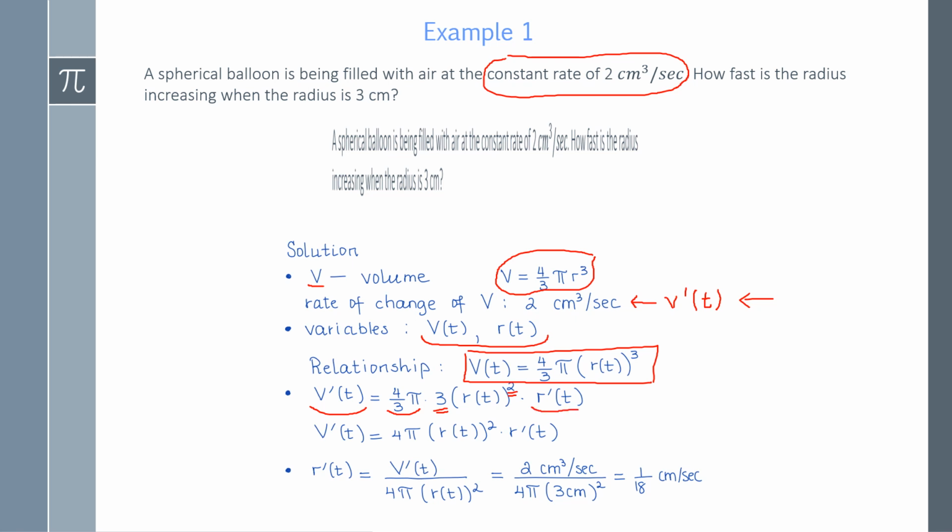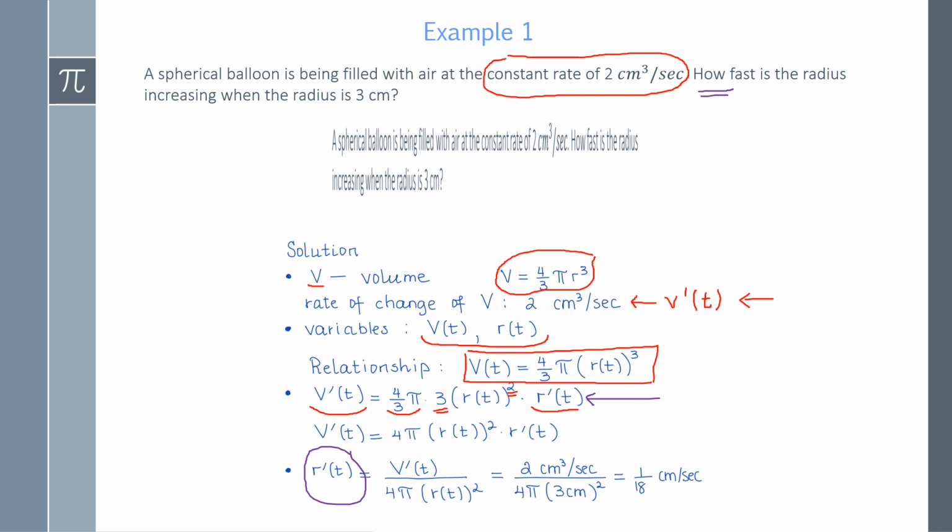And let me remind you that this is exactly what we want to find, because the question is how fast is the radius increasing, so we would like to find r prime of t. So once we solve for r prime of t over here, that's just v prime over 4 pi times r of t squared. Okay, now we'll look at the problem and see which one of these quantities are given to us, and they're all constant, right?